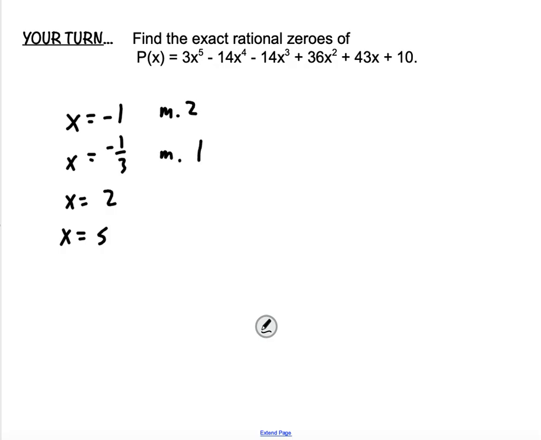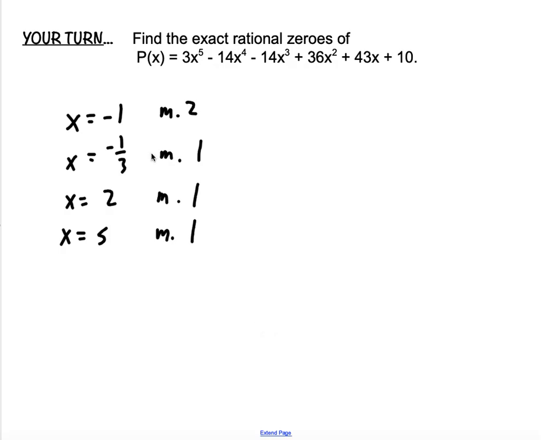So now, if you want, you could go ahead and try out this one here as well. I'm going to move on and tell you what this one here is. So at -1 has multiplicity of 2. At -1/3 has a multiplicity of 1. At 2 it has a multiplicity of 1. And at 5 it has a multiplicity of 1.